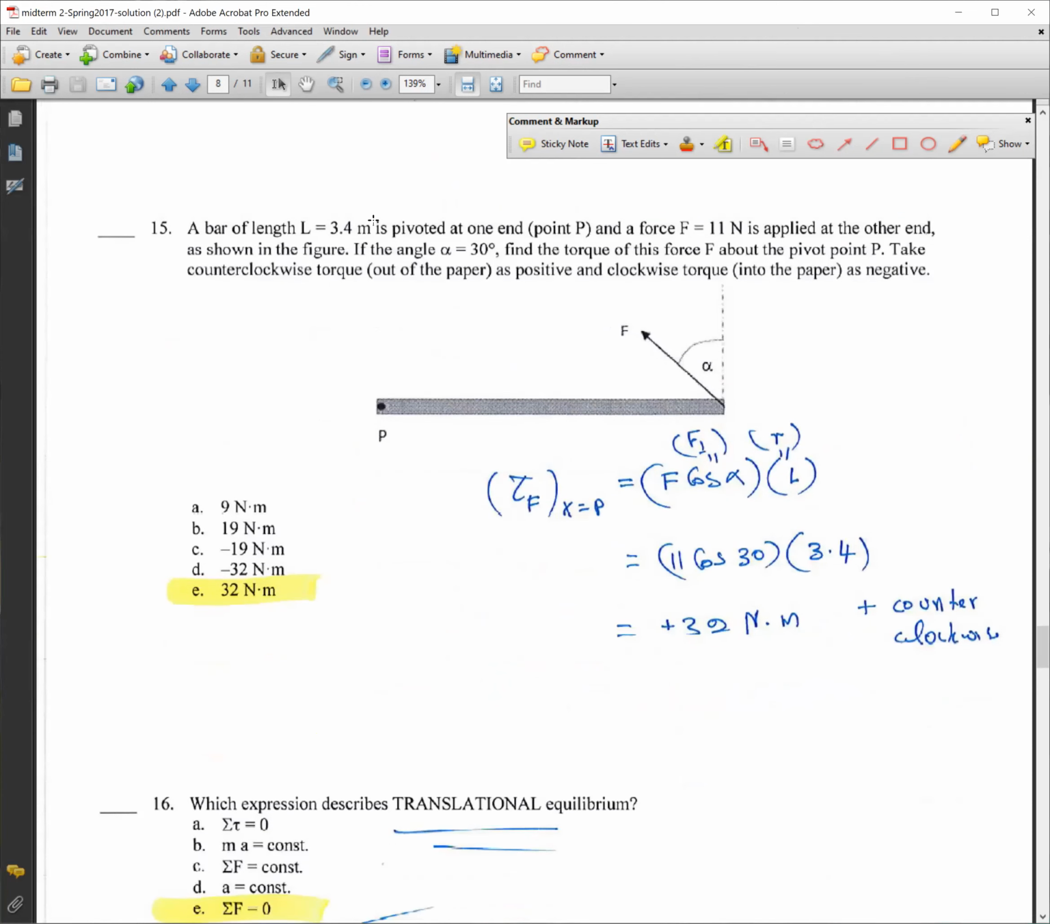Now, question number 15. We have a bar of length L equal 3.4 meters pivoted at one end, point P, and the force F equal 11 newtons is applied at the other end, as shown in the figure. If the angle alpha is 30 degrees, find the torque of this force about the pivot point P. Take counterclockwise torque out of paper as positive and clockwise torque into the paper as negative.